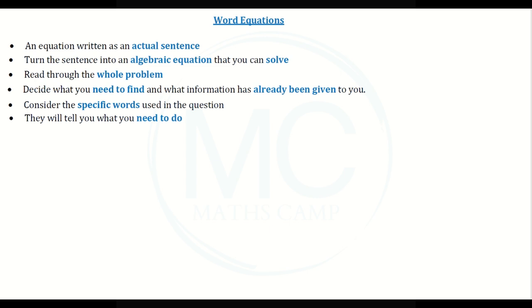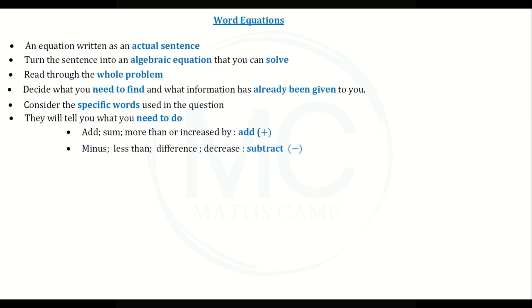If you see add, sum, more than, or increase by, you know you need to add. Minus, less than, difference, and decrease tell us we need to subtract. If you see times, product, or factor, you need to multiply. And if you see quotient or out of, then we need to divide.